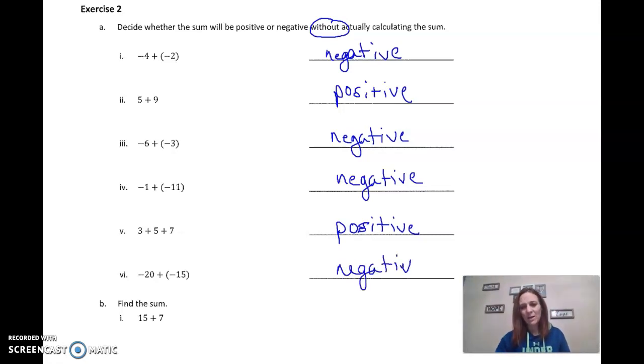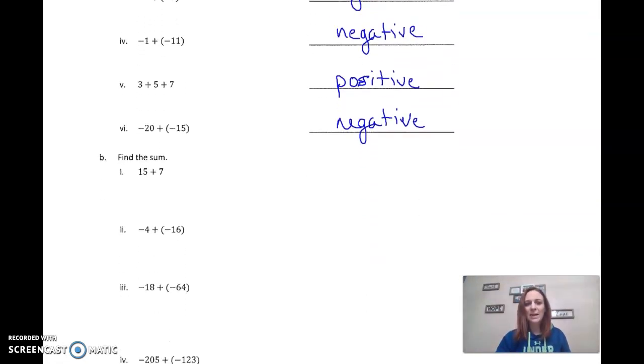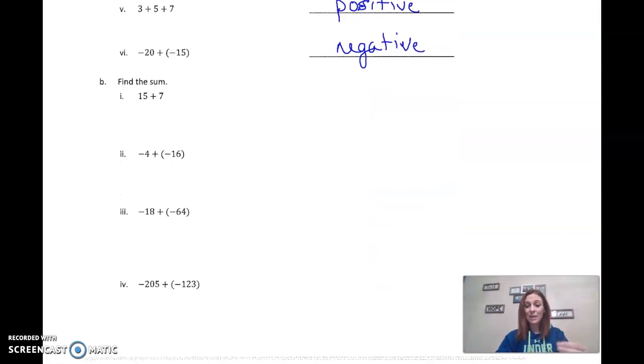Okay. So now, sorry, I'm writing fast here. So now we can actually find the sum. Add them, keep the common sign. What's 15 plus 7? 22. I know that's what you're telling me, right? Okay. Positive or negative 22? Positive. Positive plus a positive is going to be positive.